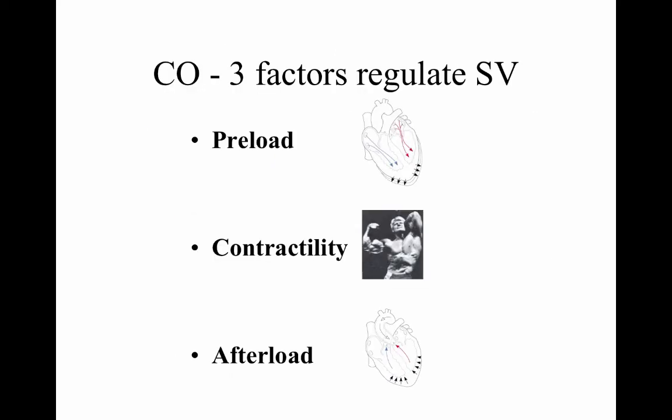In relation to cardiac output, we'll see three factors that regulate stroke volume. The first being preload, or how much we can stretch cardiac muscle as we're in diastole. The idea of contractility, the strength of contraction that the myocardium has at any given preload or end diastolic volume. And then finally, afterload, or the pressure in the aorta that has to be overcome by the ventricles so that they can eject blood during systole.